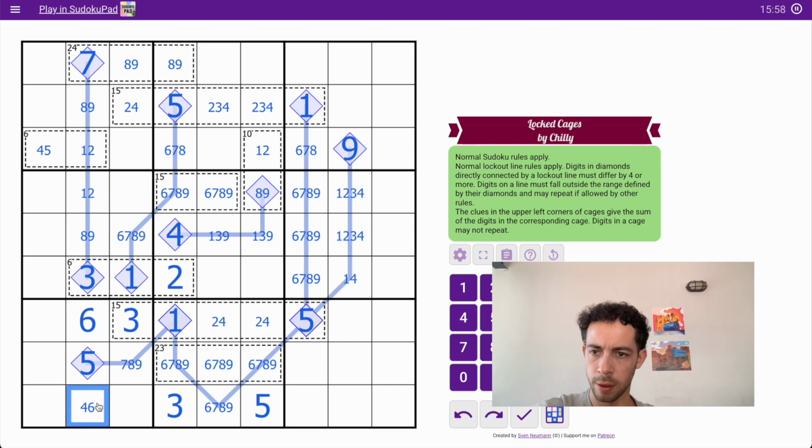There we go. Let's keep going. Okay, not sure how long that was sitting there for. But we pick up the 4 in box 6.